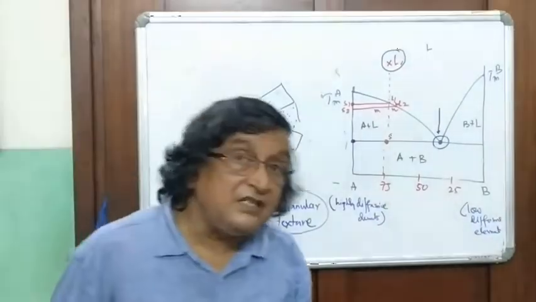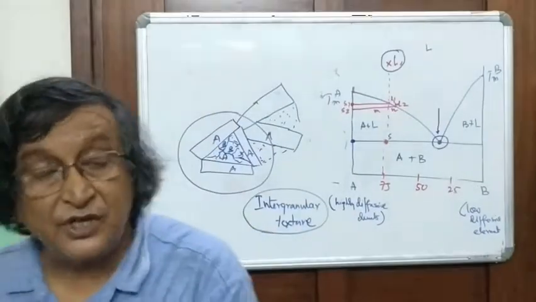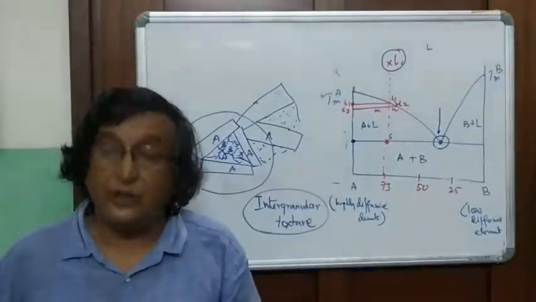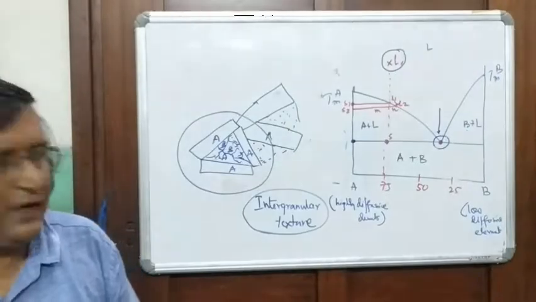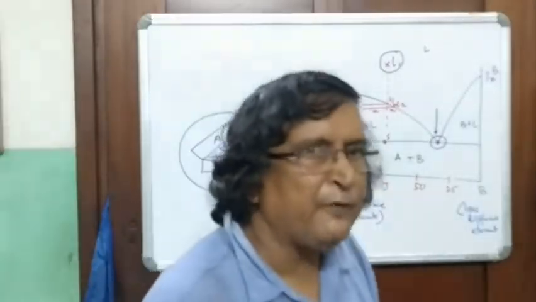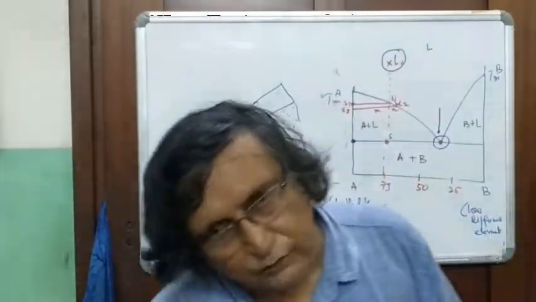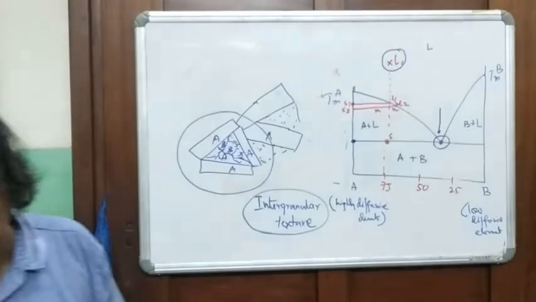So that's a classic example of plutonic rocks. Intergranular textures are typical for plutonic rocks. They are not typical for volcanic rocks. But porphyritic textures, glomeroporphyritic textures, these are very, very typical of both volcanic and plutonic rocks.